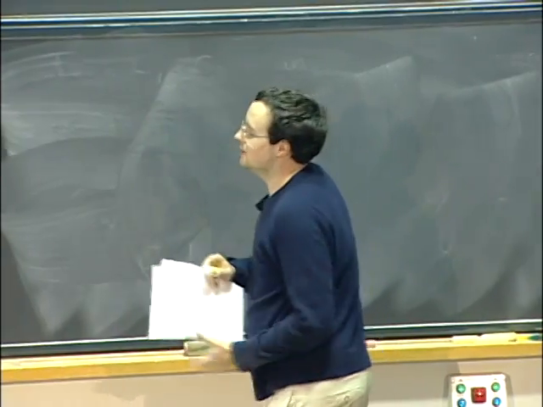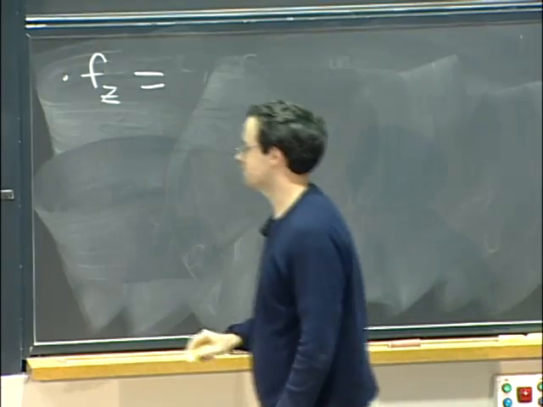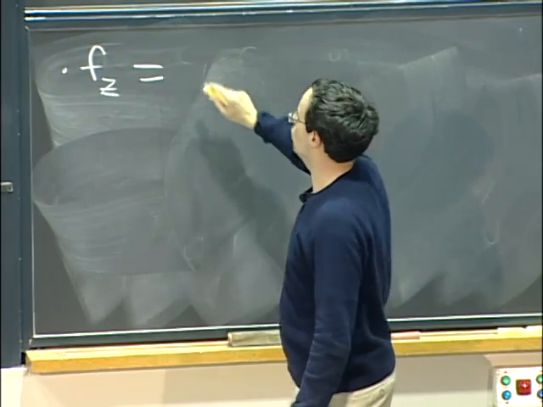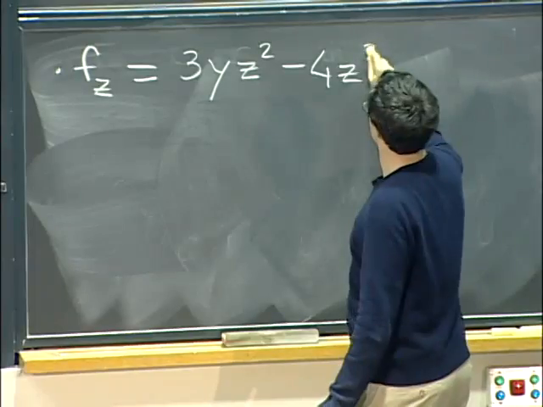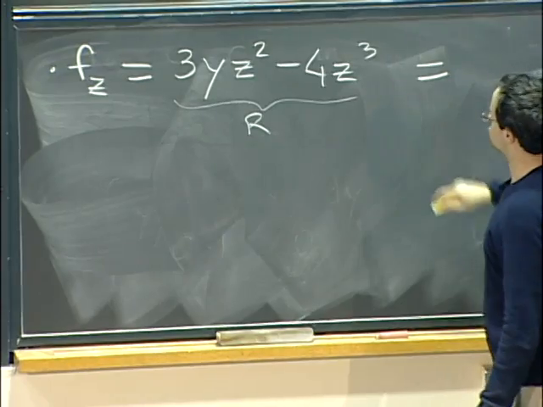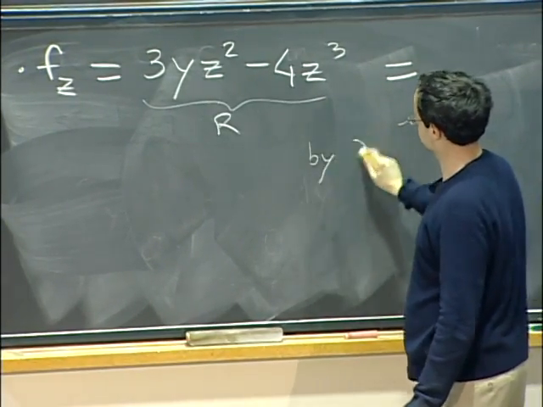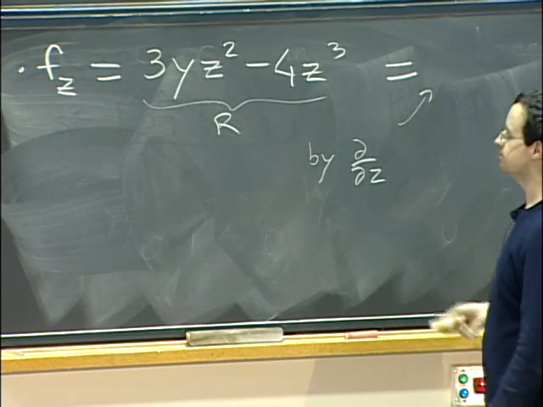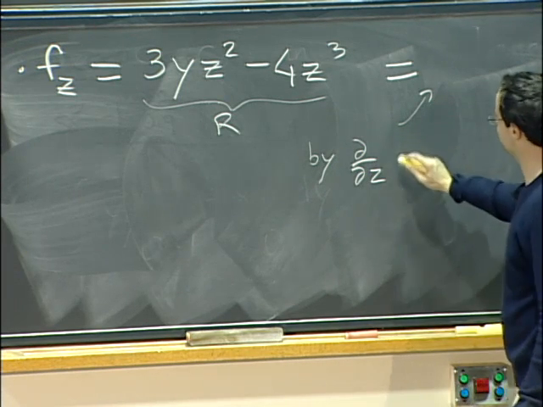Okay, so f sub z. Well, we know from the given vector field that we want it to be 3yz squared minus 4z cubed. In case you're wondering where that came from, that was R. But that's also obtained by differentiating with respect to z what we had so far. So what did we have so far?